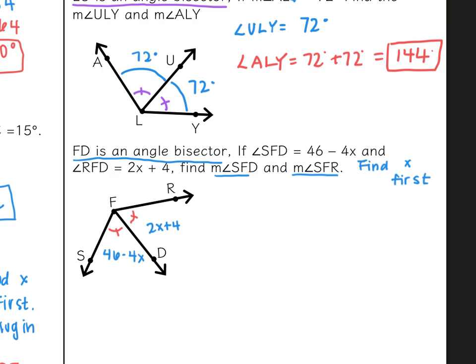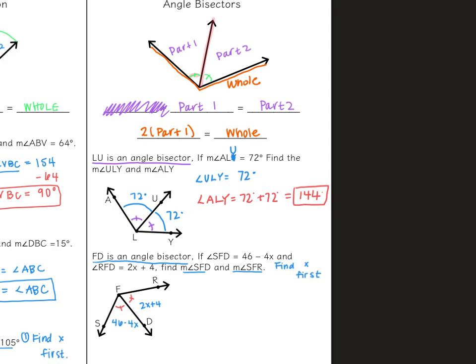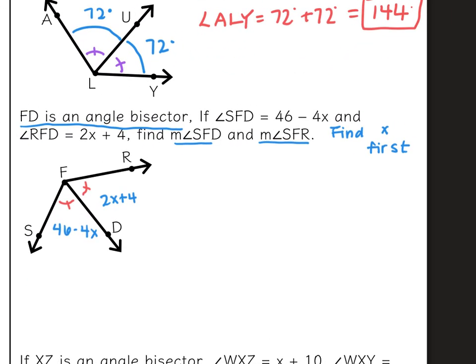So in order to find x, remember we have two ways that we solve this problem, depending on what we're given. Are we given two parts like this? Or are we given one of the parts and the whole? Well, this one looks like we are just given two parts. So that means we're going to set them equal to each other. So we have 2x plus 4 equals 46 minus 4x.